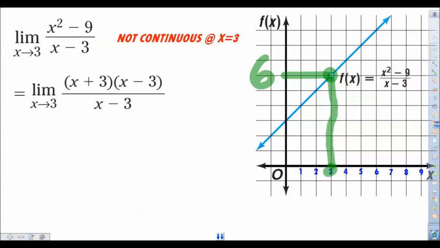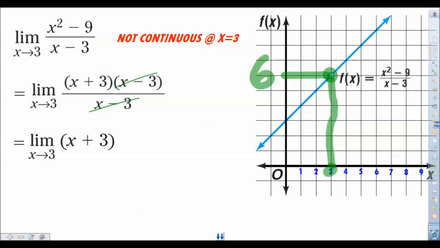Let's show you how this works algebraically. The move that you're going to have to make here, looking at both the numerator and denominator, is to look to factor it. X squared minus 9 can get factored as a difference of two squares, as x plus 3 and x minus 3. And then what we can do here is this x minus 3 can cancel with that x minus 3 there, leaving us with just simply the x plus 3 left over.